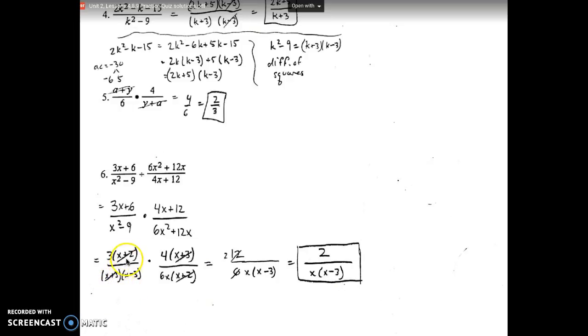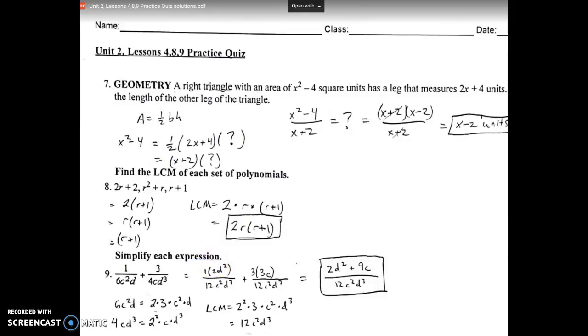I noticed that there was an x plus 2 that I could cancel with x plus 2 over here, and x plus 3 up here that I could cancel with x plus 3 down here. 3 times 4 is 12, divided by 6x times x minus 3. 12 over 6 is 2, so there's a 2 on top, and the x times x minus 3 is on the bottom. Okay, for question 7, it says that we have a right triangle.